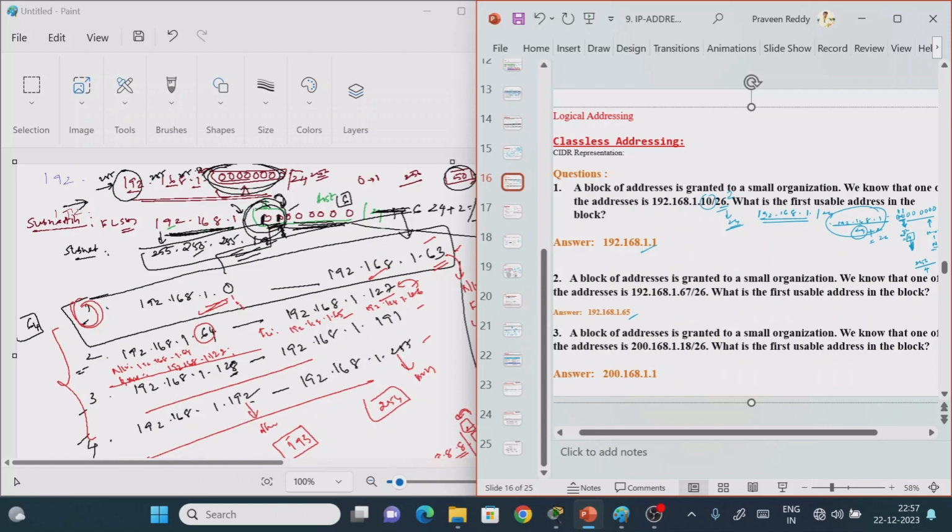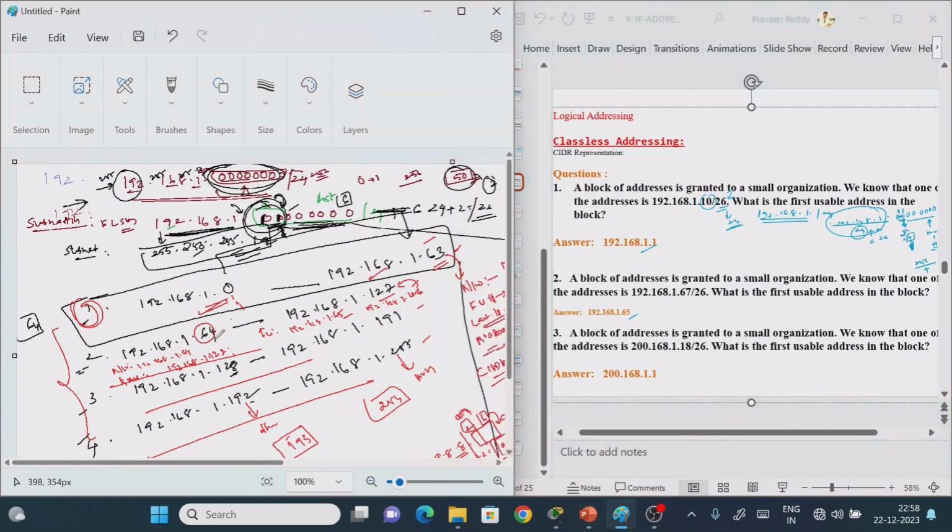Now see, they have given 192.168.1.67 with /26. They are asking what is the first usable IP address. First you should find out which subnet it belongs to. It may be the first, second, third or fourth one. It belongs to the range 64 to 127, which means it belongs to the second subnet. In the second subnet, what is the first usable IP address? 1.64 is the network address, so the next, 1.65, is the first usable IP address.